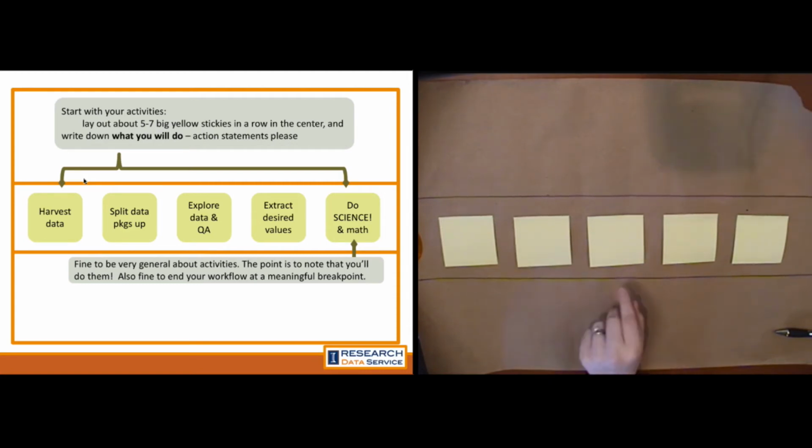I mocked this up based on a large XML harvesting project that I did, where I was gathering in several 100,000 core XML files that had to be split up into a couple million constituent XML files. So harvesting the core data, splitting the data packages up, data exploration, extract the values that I want out of them, and construct the data file for analysis.